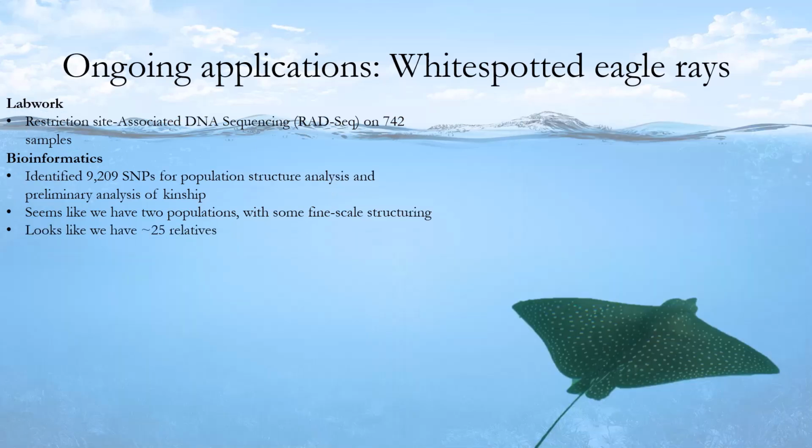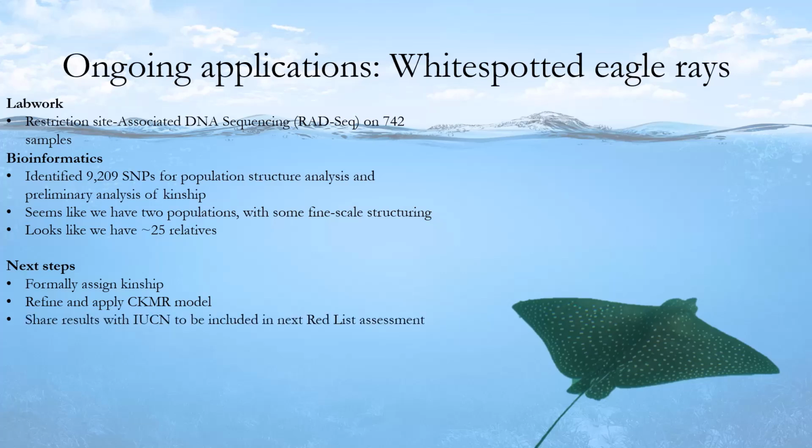In addition, it looks like we have about 25 relatives, 17 half-sibling pairs, and 8 parent-offspring pairs. But these numbers might change a little bit as I hone the kinship analyses. And so for our next steps, I need to formally assign kinship, refine and apply our CKMR model, and then ultimately the goal is to share our results with the IUCN to be included in their next Red List assessment.